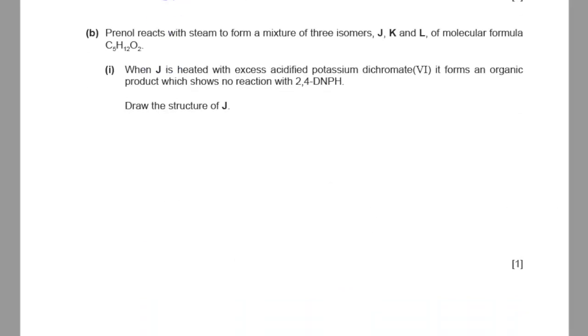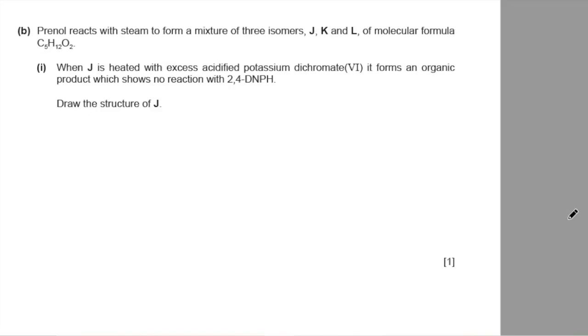Part B, prenol reacts with steam to form a mixture of three isomers, J, K, and L, of molecular formula C5H12O2. Part 1, when J is heated with excess acidified potassium dichromate, it forms an organic product which shows no reaction with 2,4-DNPH. Draw the structure of J. So, the first step I'll take is drawing all possible structures of product forming when prenol reacts with steam.